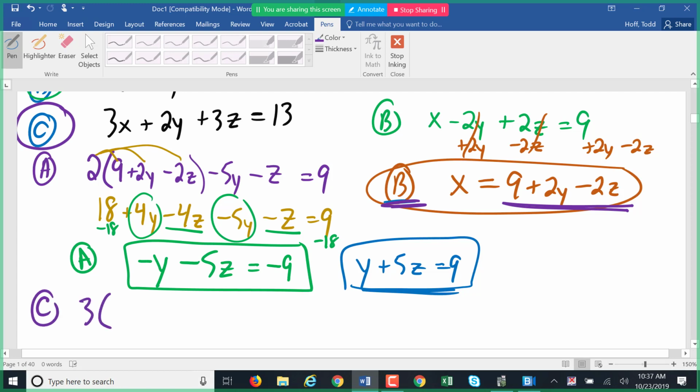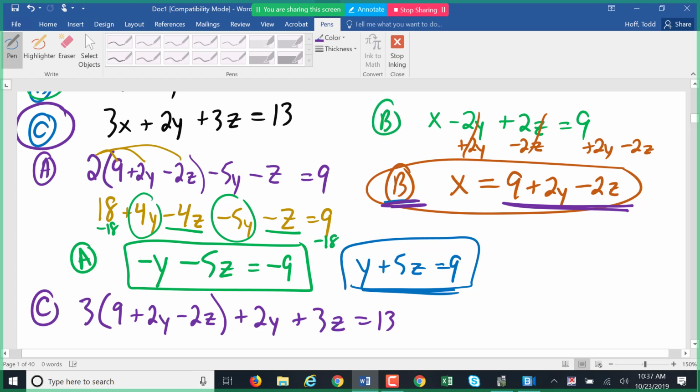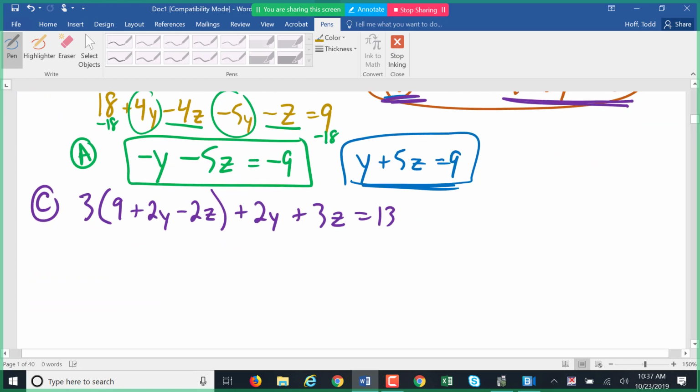So that'll be 3 times, instead of x, I'm going to put in 9 plus 2y minus 2z plus 2y plus 3z equals 13. So let's multiply by the 3. Distribute the 3. So we've got 27 plus 6y minus 6z plus 2y plus 3z equals 13.